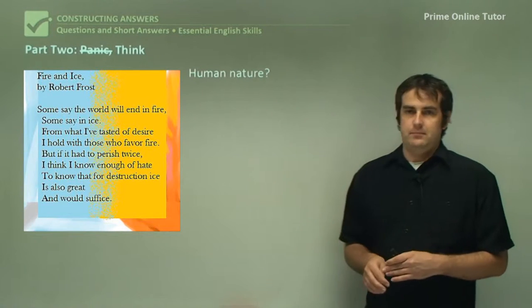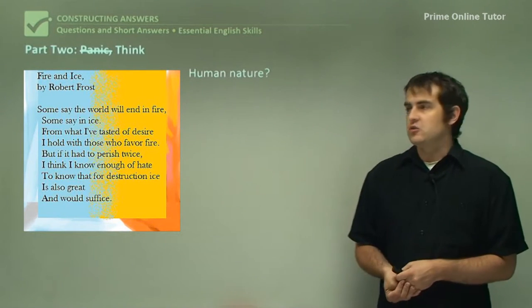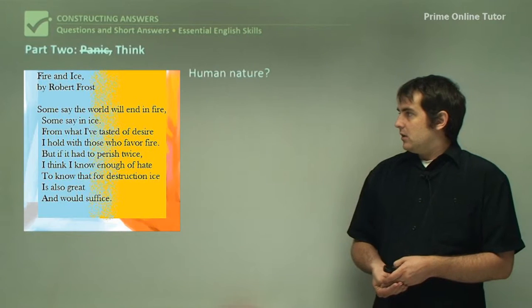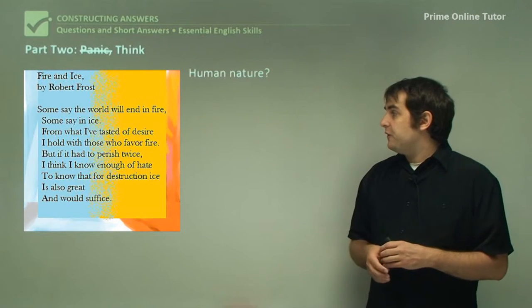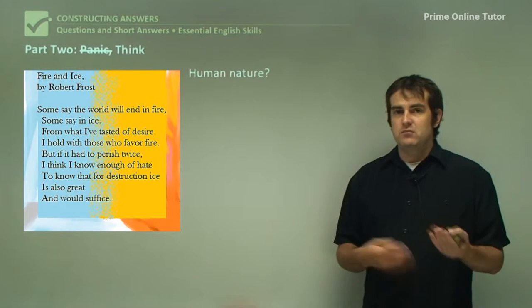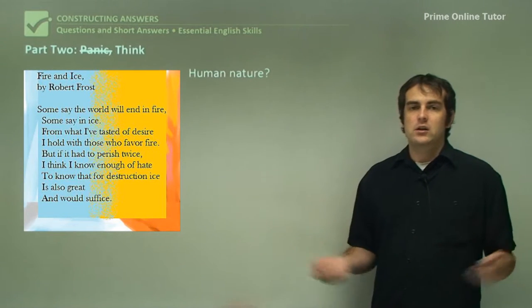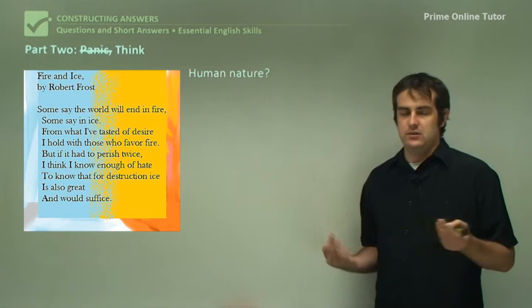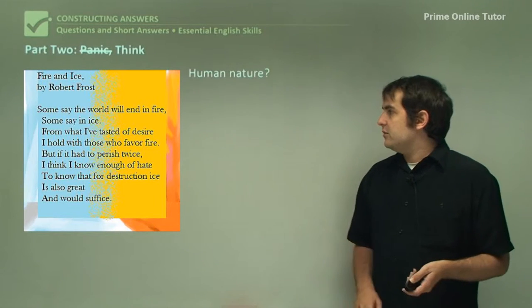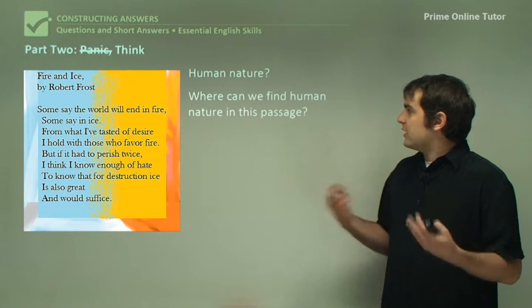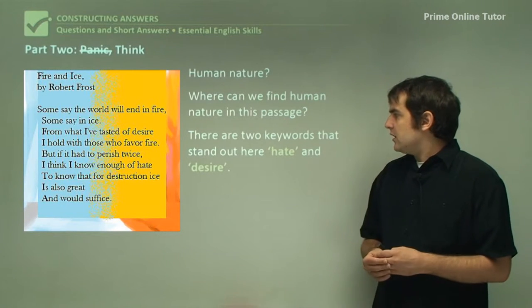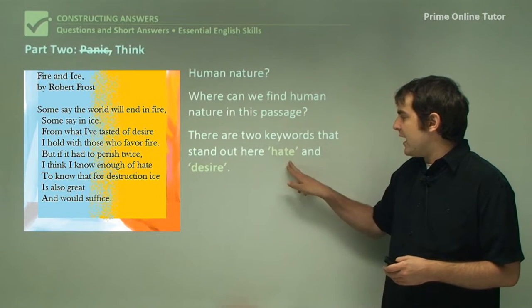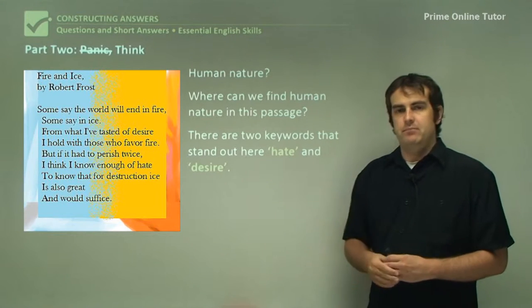So, human nature. What are we going to say about human nature about this poem? We've got a lot of things about fire and ice, but it doesn't actually really refer to humans apart from the persona who says I. So, okay, we know he's in the poem, but we don't know anyone else. How is this relating to human nature? Okay, where can we find it in this passage? That's the other question. Well, there are 2 key words that stand out, which is basically hate and desire.